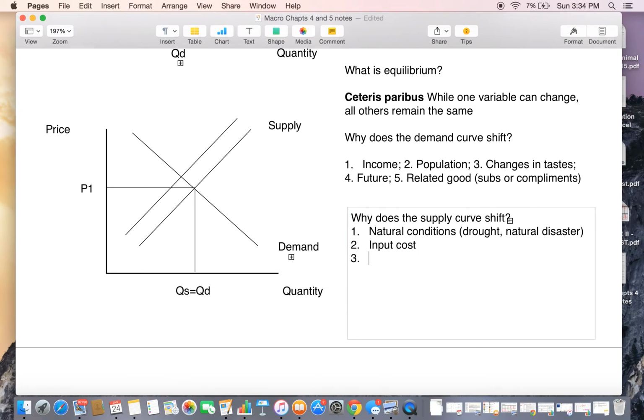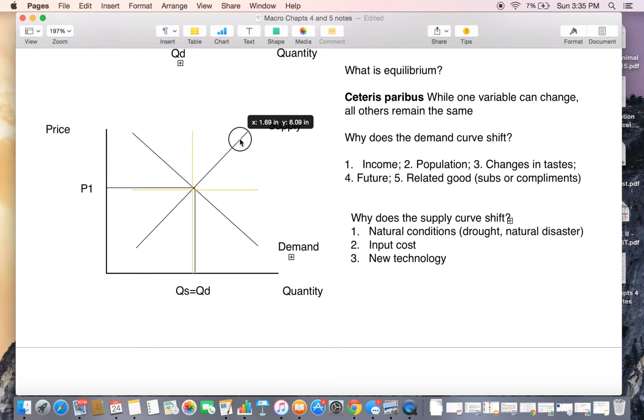Now, the third reason why the supply curve can shift is because of new technology. So new technology, it sort of feels like input costs, but it's different. And the idea with new technology would be that, yes, new technology would allow us to produce more at all prices and quantities, but it would also allow us to potentially reduce our costs.